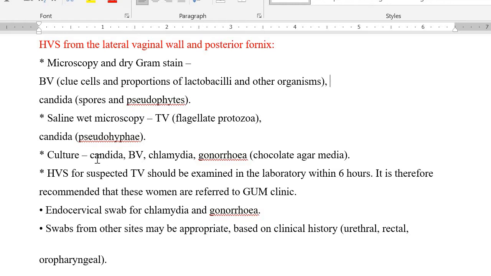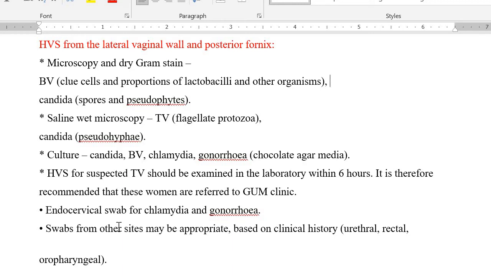For culture, for which organisms can we do culture? Candida, bacterial vaginosis, chlamydia, and gonorrhea. For gonorrhea, they ask in the SPA which special medium is required for growing gonorrhea. That is chocolate agar medium. Then HVS should be taken for suspected Trichomonas vaginalis, and it should be examined in the lab within 6 hours.